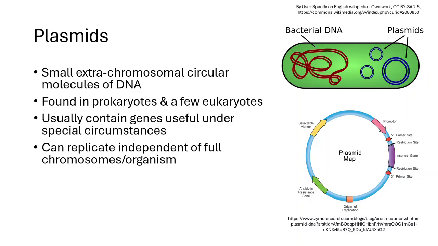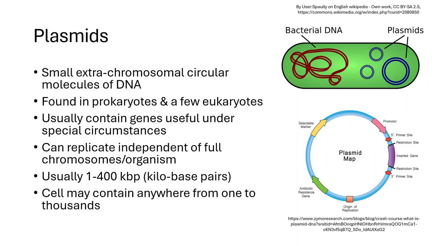Now, these plasmids can reproduce completely independent of the regular chromosomes as well as the entire organism, and they're on the much smaller side. They'll have a few genes on them, usually anywhere from 1 to 400,000 base pairs. And a cell can have anywhere from one plasmid to thousands of plasmids in it, depending on the particular cell.